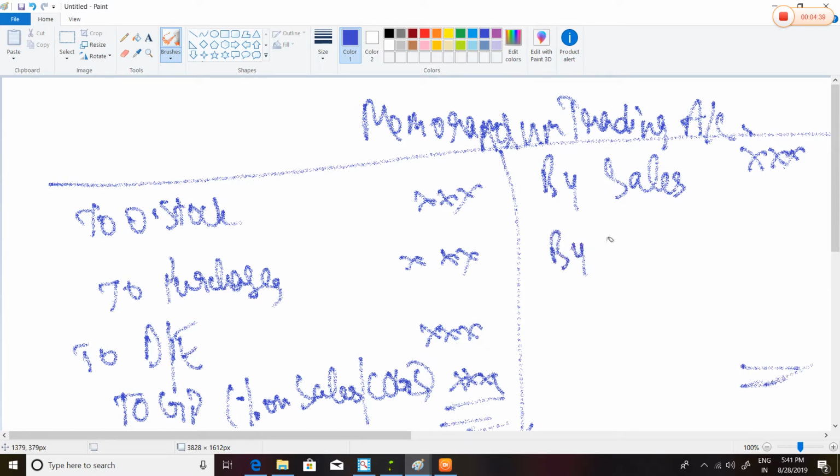And then by closing stock, here comes the balancing figure. Remember, if we make a trading account, there will be no balancing figure. But if we make a memorandum trading account, there will be a balancing figure, that is the closing stock.